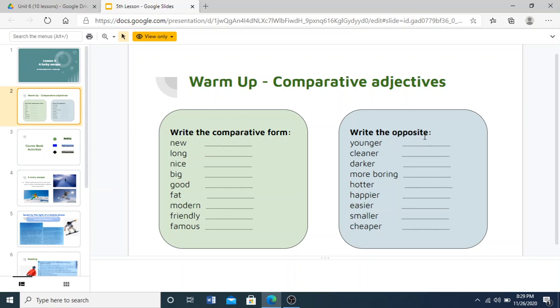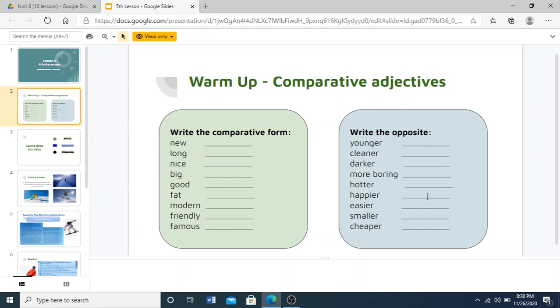Younger. What is the opposite of younger? If the word in itself is a comparative adjective, you have to give the opposite also as a comparative adjective. So younger is what? Older. Cleaner is what? Dirtier. Darker is what? Lighter. More boring is what? More exciting. Hotter is what? Colder. Happier is what?